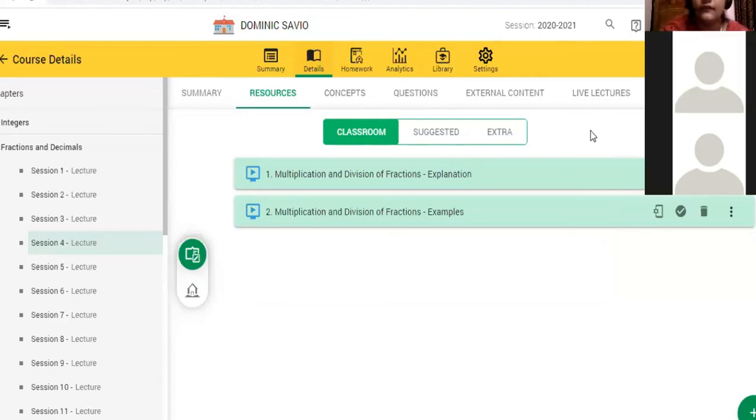So, what we have studied? We have studied multiplication and division. Multiplication: you want to multiply a whole number with a fraction. When you want to multiply a whole number with a fraction, we have to multiply the whole number with the numerator. The whole number has to be multiplied with the numerator.